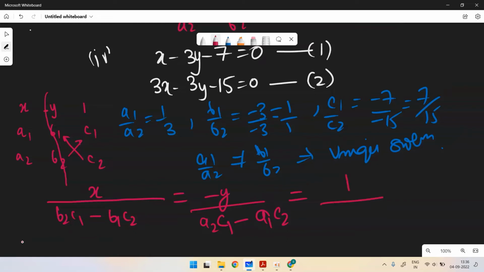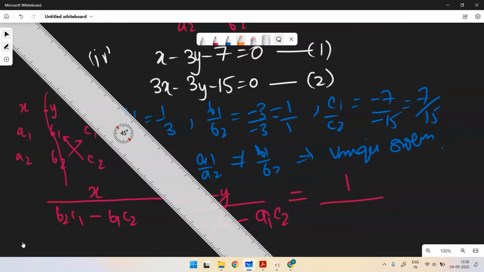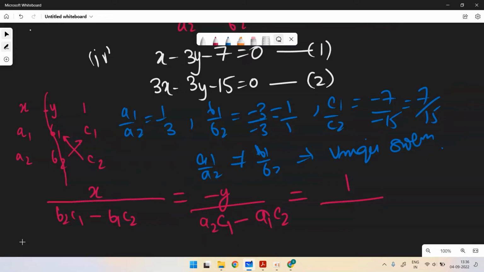This is 1 by the determinant. Every time you need to start from here and go up. So a2 b1, and the numerator a2 c1 minus a1 c2.